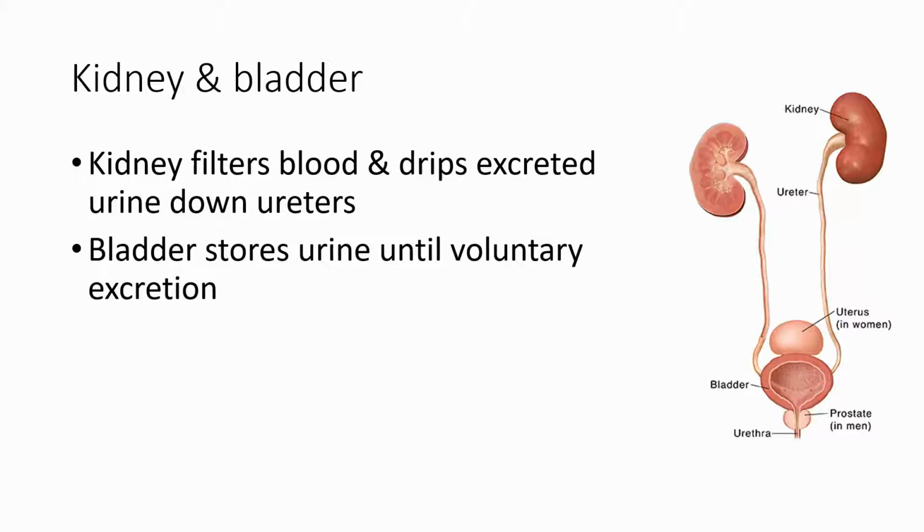The kidney and the bladder work together to help in excretion. So the kidney is what actually filters the blood. It collects urine. That urine drips down a tube called the ureter, and that is held in the urinary bladder until you are able to excrete, or pee. And that is a consciously controlled muscle. That's why you are not constantly dripping urine. You're able to hold it until you get to a place where you can release it.